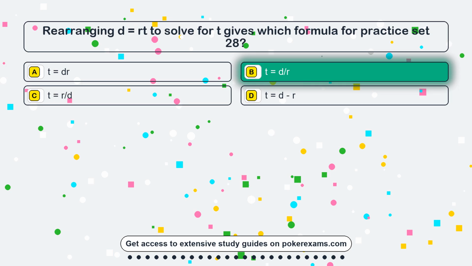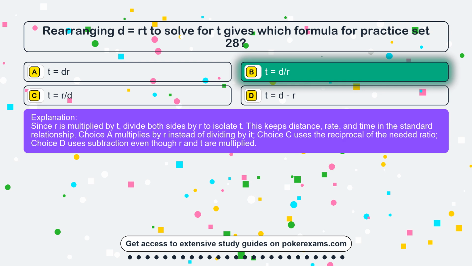The correct answer is option B, t equals d/r. Since r is multiplied by t, divide both sides by r to isolate t. This keeps distance, rate, and time in the standard relationship. Choice A multiplies by r instead of dividing by it, choice C uses the reciprocal of the needed ratio, choice D uses subtraction even though r and t are multiplied.